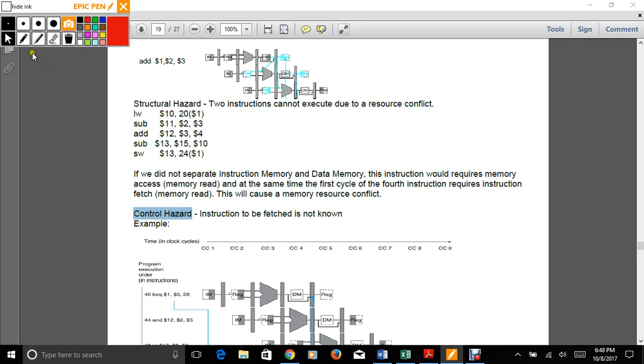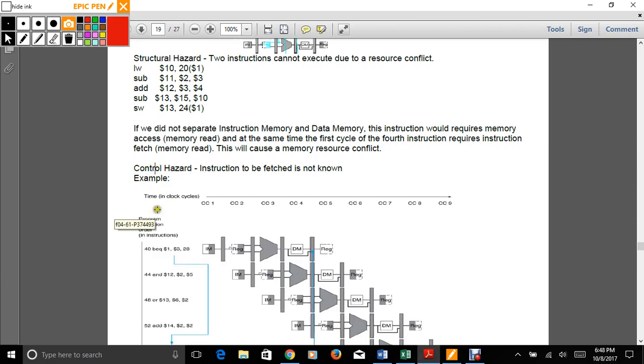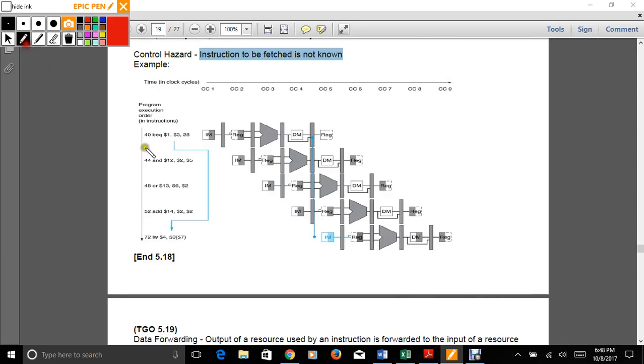And then finally, what's known as a control hazard. The instruction to be fetched is not known. And this is going to occur when we have branch equivalent. And here's what I mean by this. So let's say that we have a branch equivalent instruction. So here I am branching a certain number of instructions. And so I don't know until here what the address is going to be calculated.